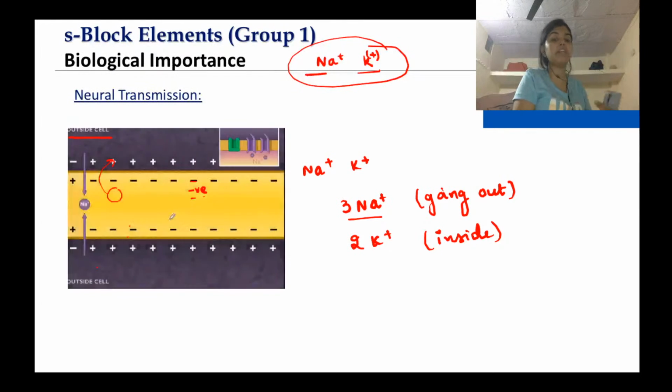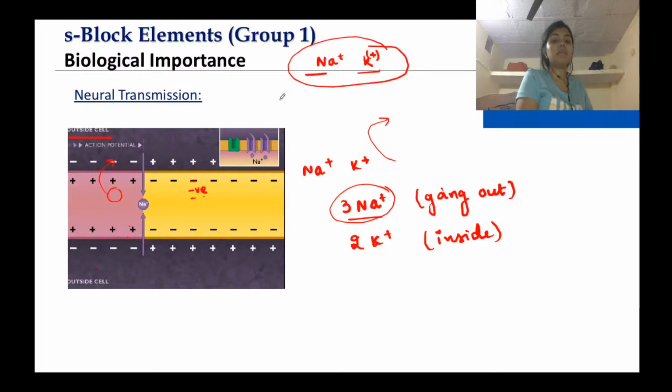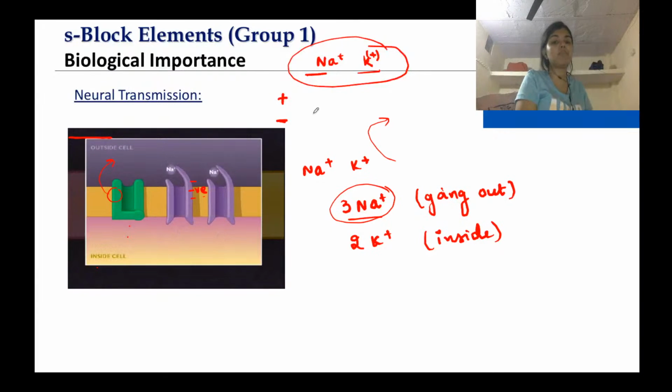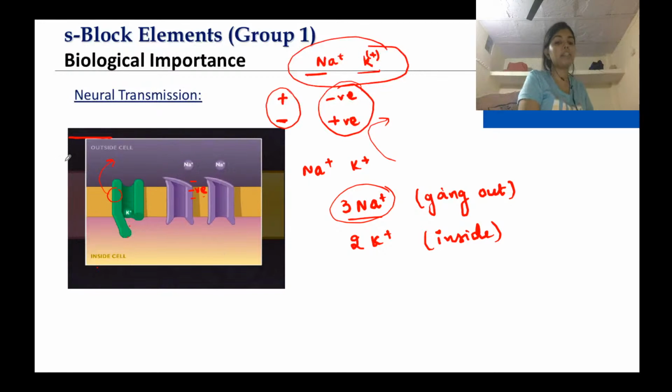Now the polarity changes. First we had positive outside and negative inside. Now we will have negative outside, because sodium will be traveling inside. So before the impulse, positive was outside and negative was inside, and after the impulse, positive will be inside and negative will be outside. This creates a potential difference, on the basis of which you can say that the nerve impulse is traveling from the dendrite to the axon. Is it clear?